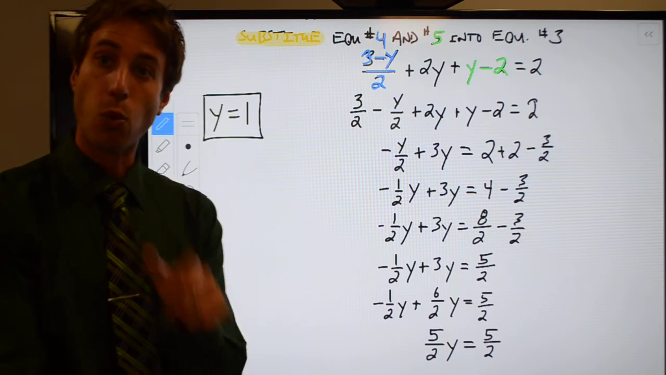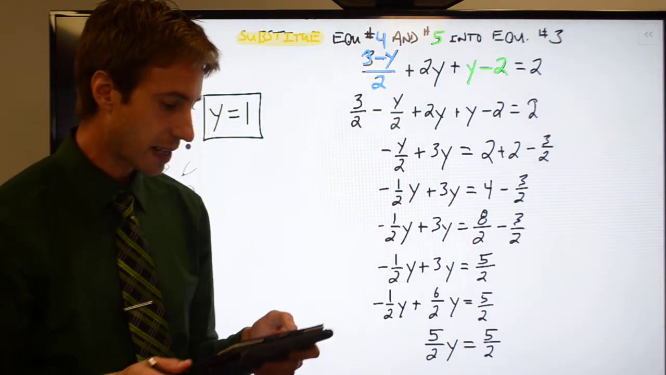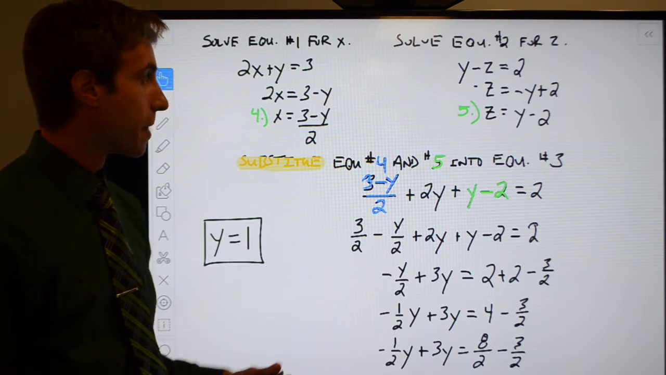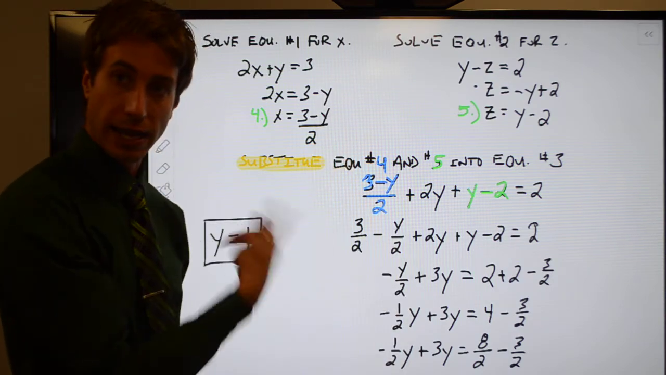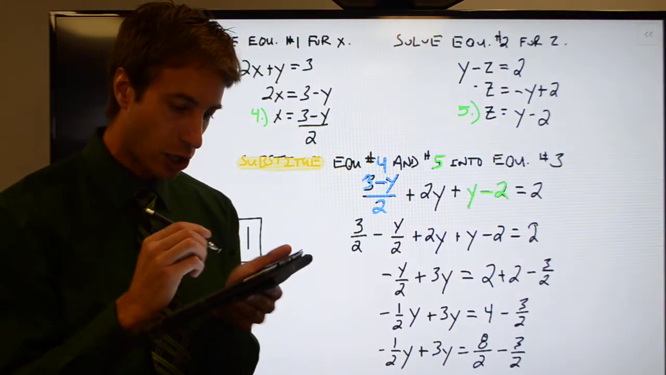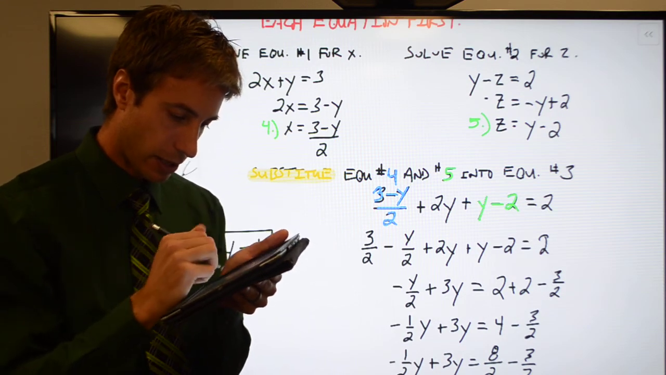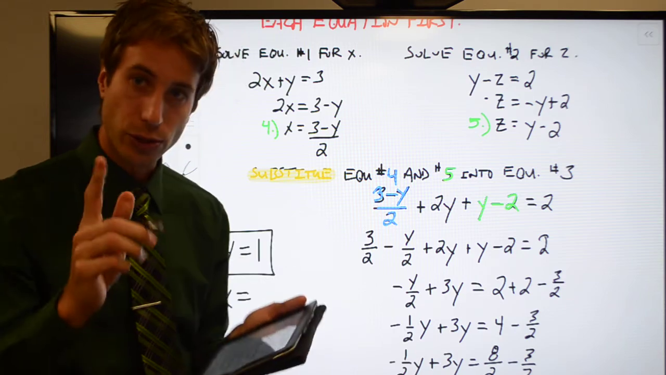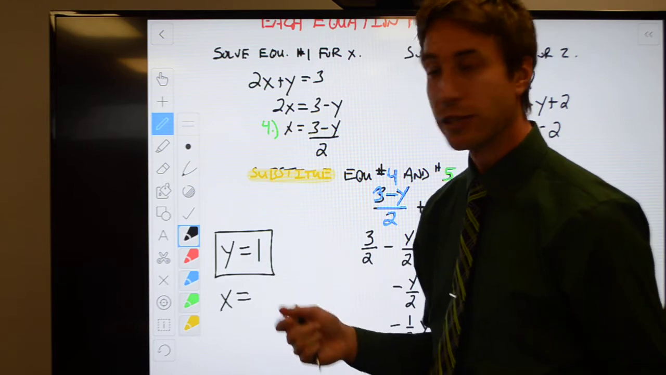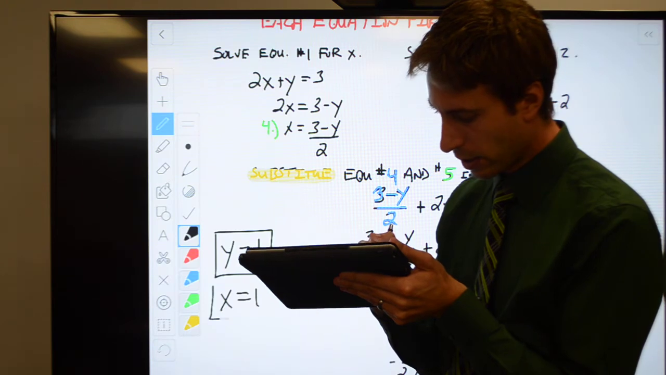Well, now that we know what y is equal to, it's actually going to be very, very simple to find the rest of it. Here's all you need to do. I know that y is equal to 1. So if I plug a y in here, I can solve for x. If I plug a y in here, I can solve for z. So let's go ahead and do that. X is going to be equal to, we're going to plug a 1 in for y. 3 minus 1 would be 2. 2 divided by 2 is also 1. So x also equals 1.